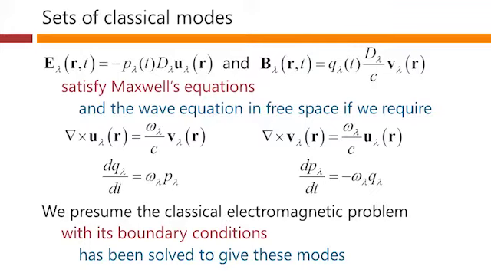So for example, we might have had some resonator and we'd solved the classical electromagnetic problem to come up with modes like these that satisfied the boundary conditions for the resonator and of course satisfied Maxwell's equations. So we presume that we've classically solved this classical eigenfunction problem to get these classical electromagnetic modes of the system.